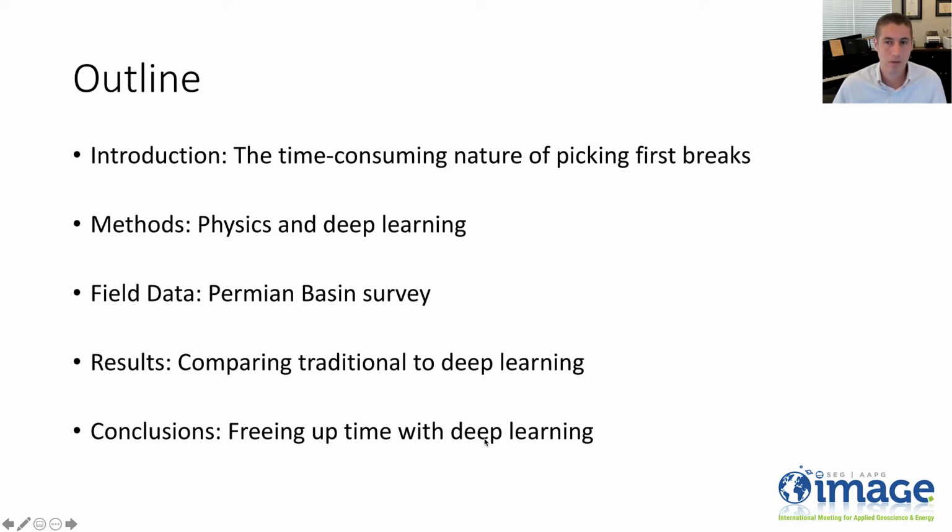Alright, so here's a brief outline of my talk. Start with an introduction discussing the time-consuming nature of first break picking. We'll look at the methods of physics-based tomography and deep learning very briefly, and then we'll go through the field data from the Permian Basin. We'll then look at some of the results comparing traditional methods to deep learning methods for picking first breaks, and then I'll end with some conclusions, freeing up some of our time using deep learning.